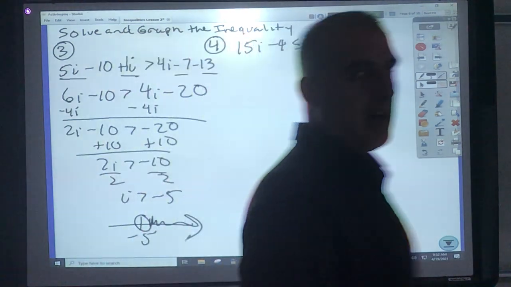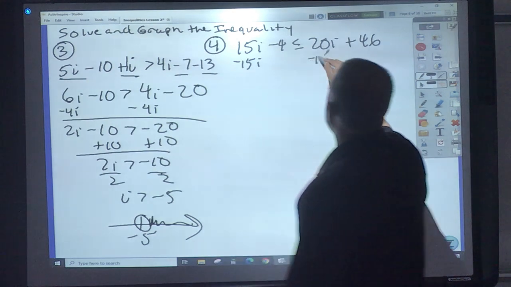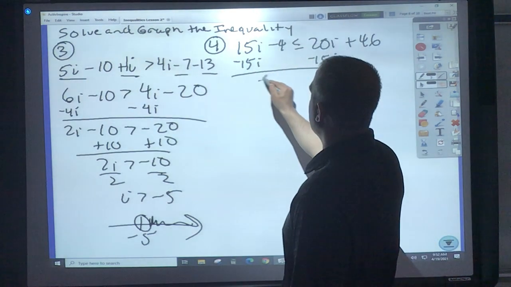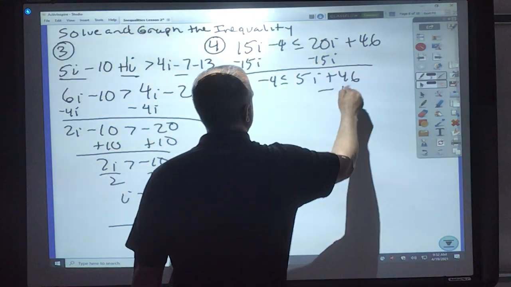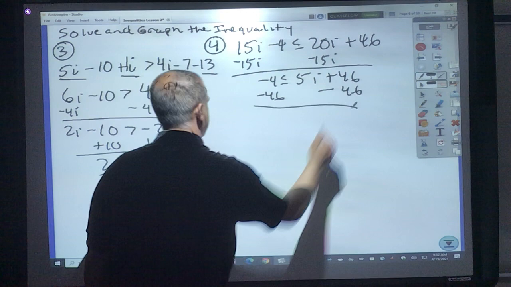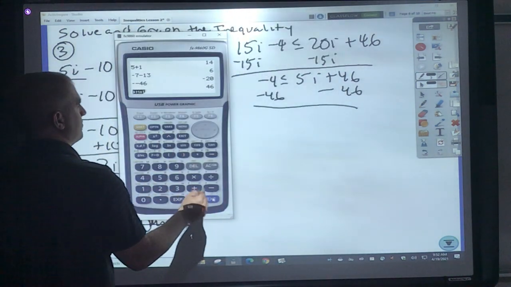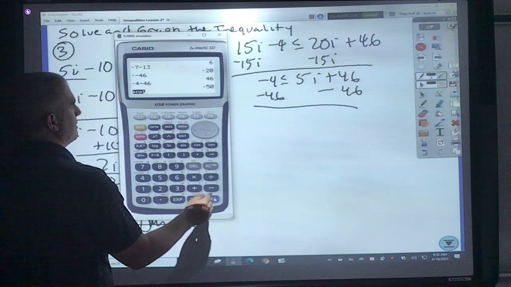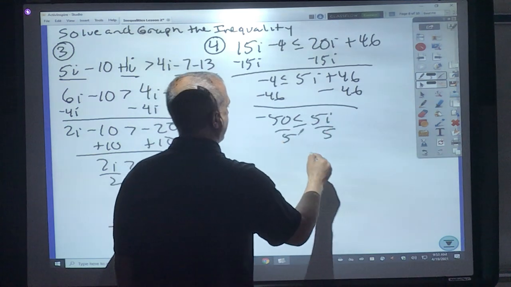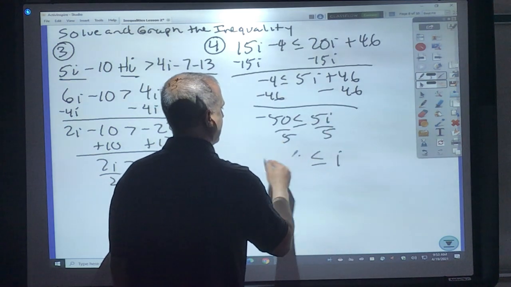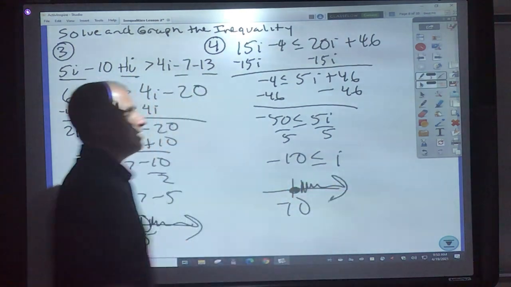Okay, this one is just variables are opposite. So what I would do is I just subtract 15i. Subtract 15i. So I got to make sure you leave that as negative 4. That would be 5i plus 46. And then subtract 46. Okay, negative 4 minus 46 is negative 50. Divide by 5. I got I is greater than negative 10. And that'd be a filled in circle, shaded to the right because it eats the I.